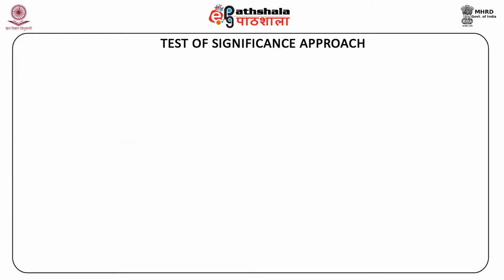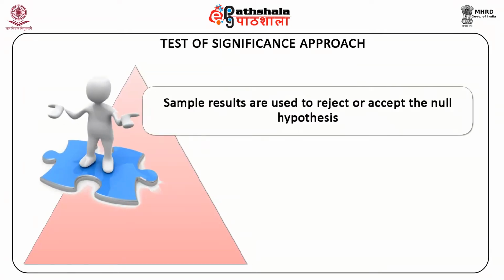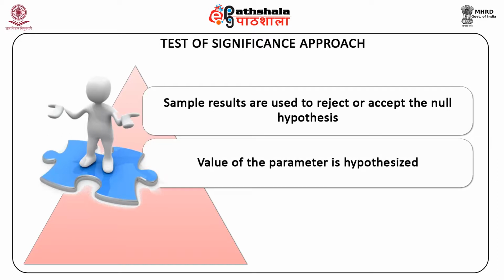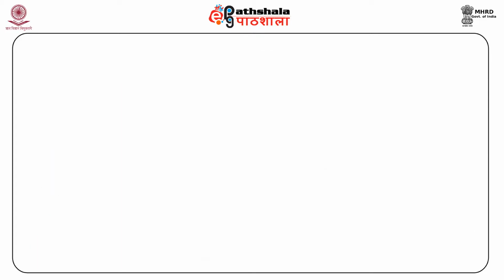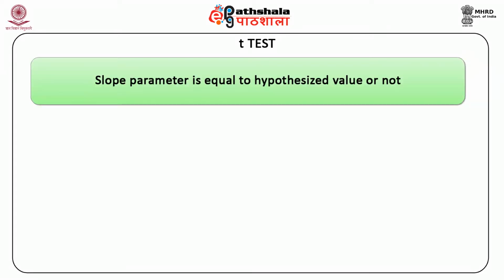Test of significance approach. Under the test of significance approach, the sample results, for example the test statistic or estimator, are used to reject or accept the null hypothesis. A value of the parameter is hypothesized and we check whether the computed value lies within the confidence limits around the hypothesized value. Moving further to understand the t-test, the test is generally used to check whether the slope parameter is equal to the hypothesized value or not.